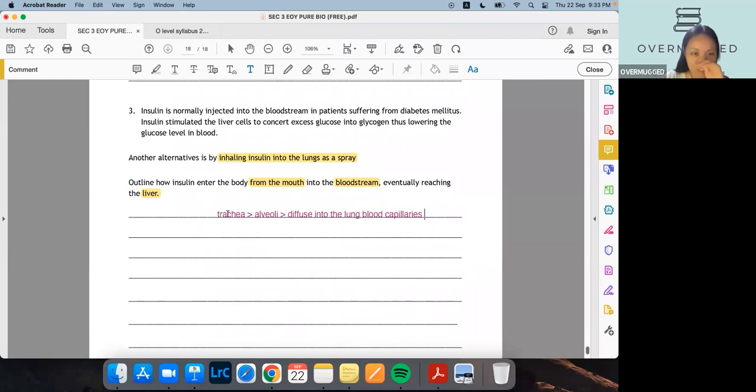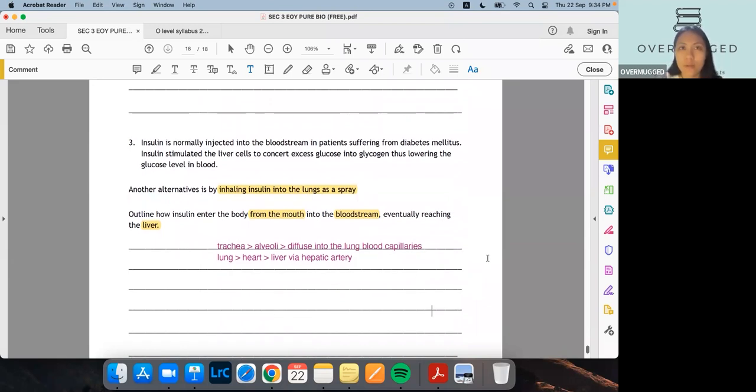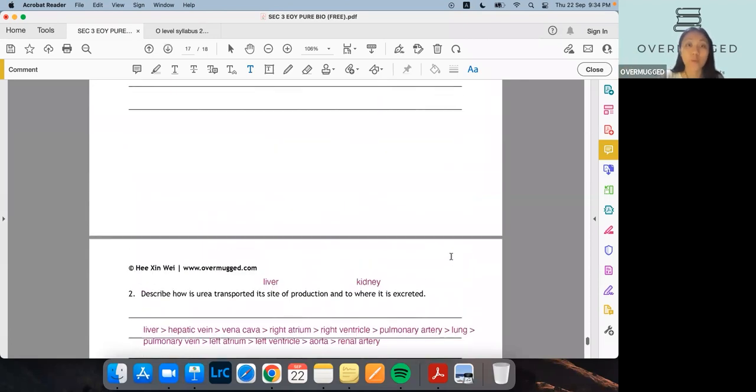I think this part is the hardest. But once you establish this from the lung, it goes back to the heart and then to the liver via the hepatic artery. I'm too lazy to write that, but you know. There are a lot of questions like that, which just require you to combine information from your three chapters into one question. As long as you practice enough, I think it's quite a good 4, 5, 6 marks to get, compared to those 1 mark questions.